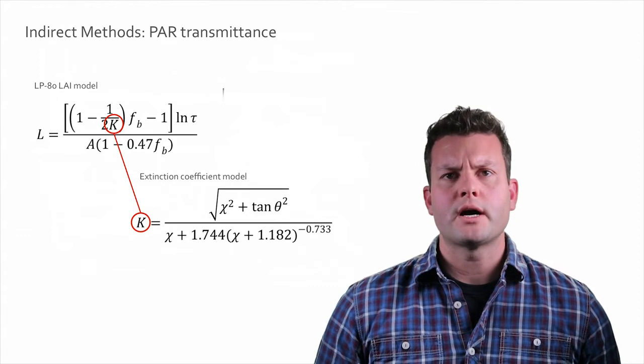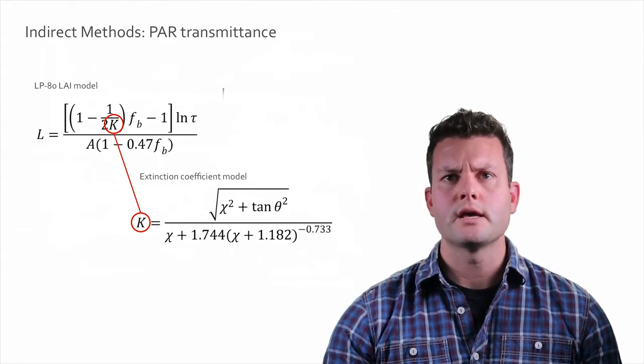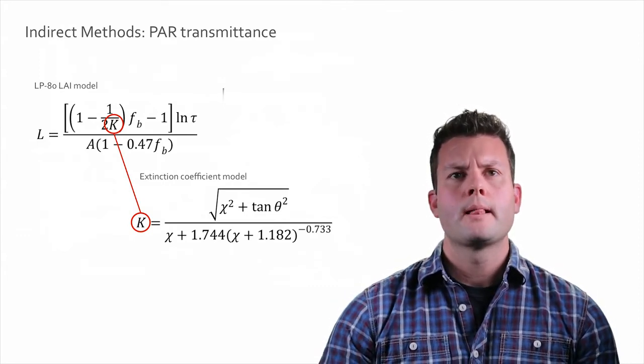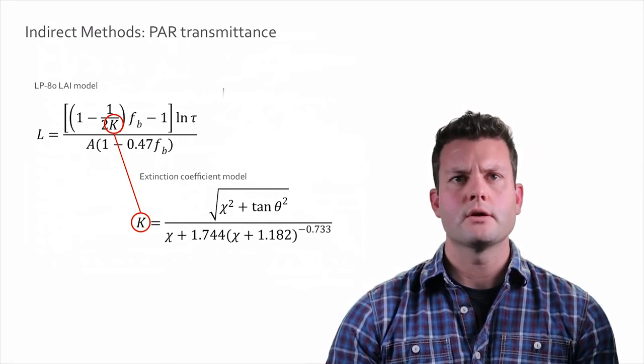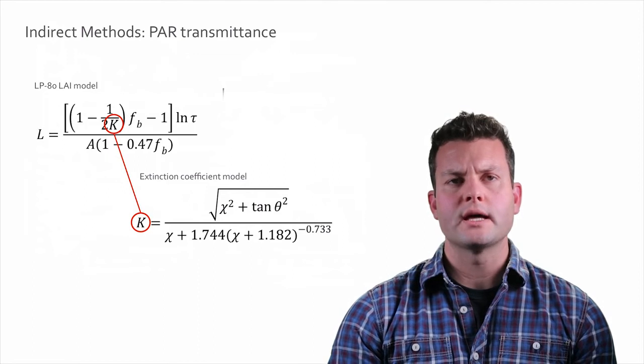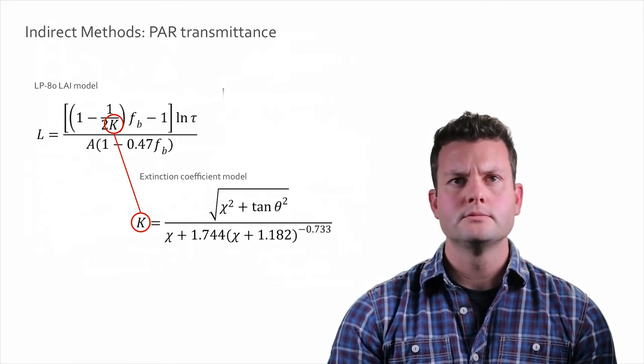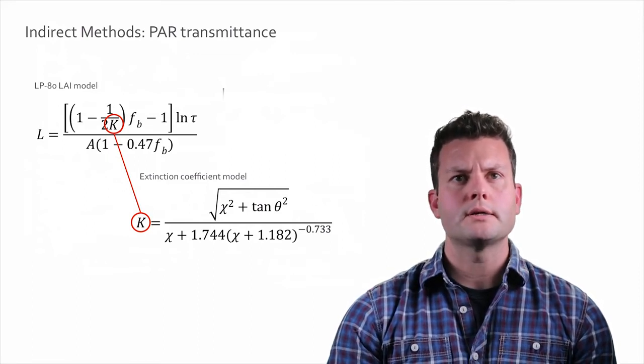Okay, so we've talked about chi, or leaf angle distribution, and then theta, or solar zenith angle. So now we've got the extinction coefficient model taken care of. There are a few more terms in the LAI model in the upper portion that I'd like to go through.